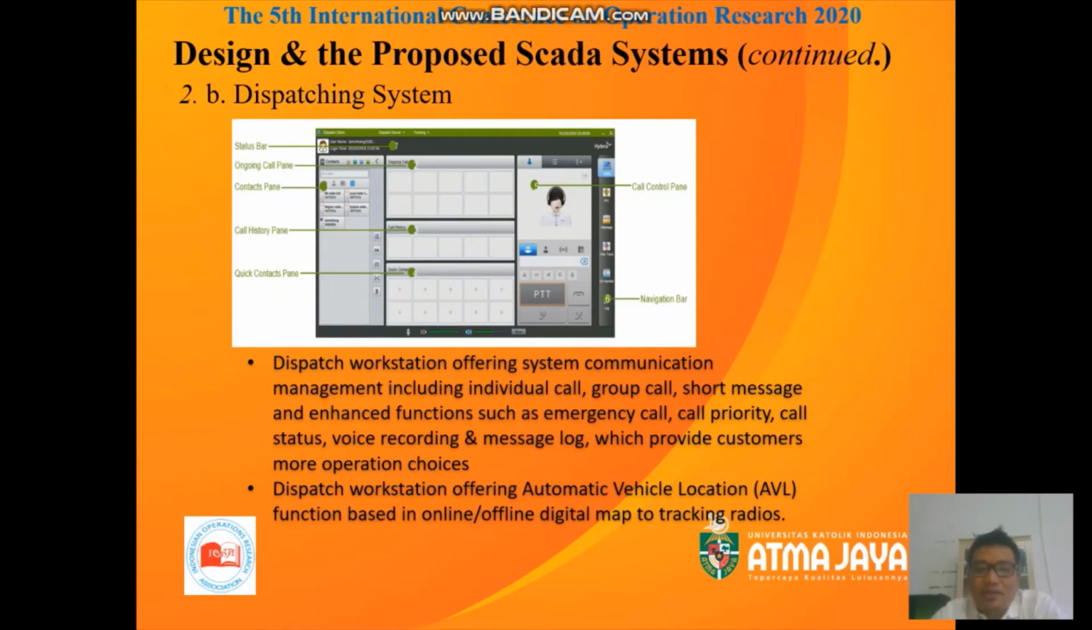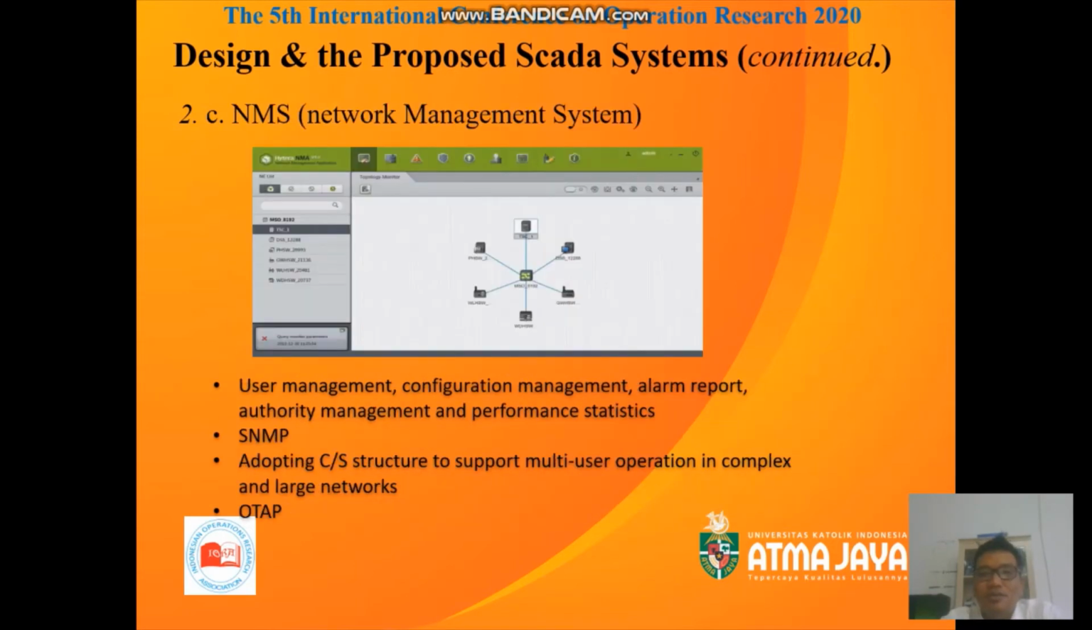The DWS, or dispatch workstation, also offers the automatic vehicle location, AVL, as we know that the Hytera DTM 6000 actually has a GPS feature. So whenever the DTM 6000 moves, it can still be monitored from the control system. This function is based on an online and or offline digital map to track the radio.